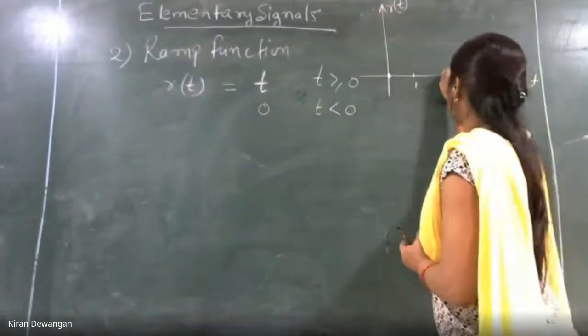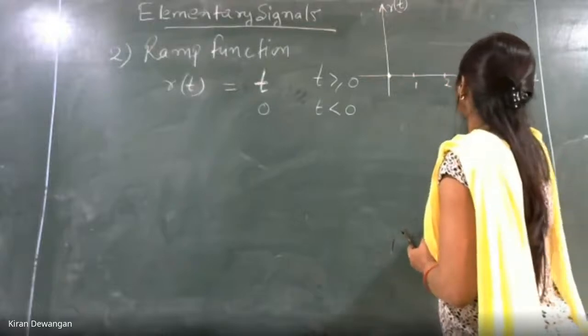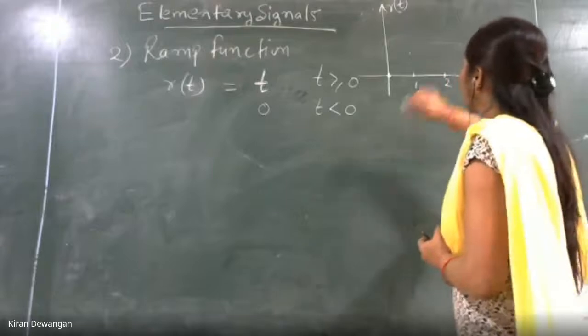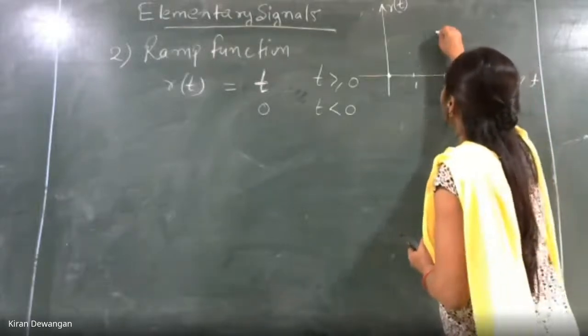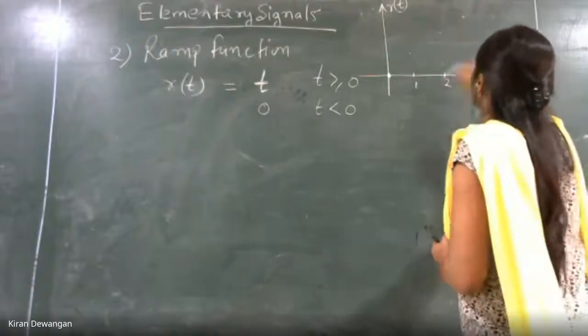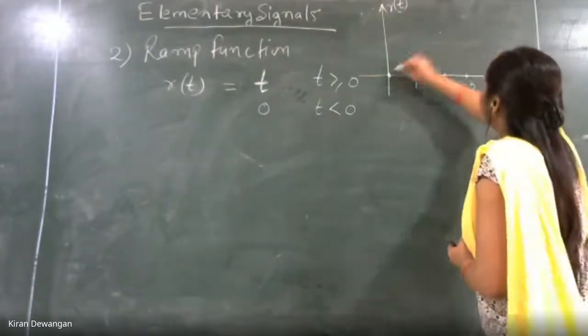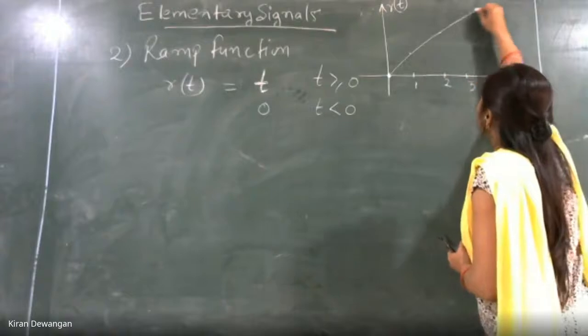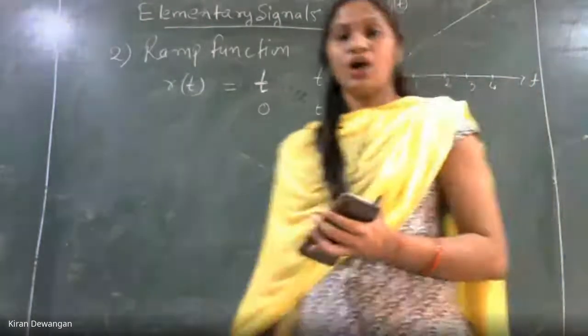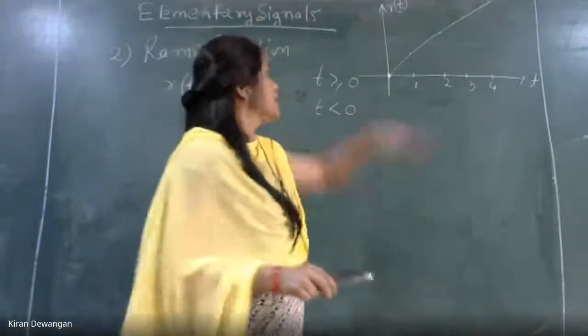If t is 1, 2, 3, 4: at 1, r(t) will have the value 1; at 2, r(t) will have the value 2; at 3, the value 3; at 4, the value 4. So actually, this is a ramp. Clear? So this is how the ramp is plotted.